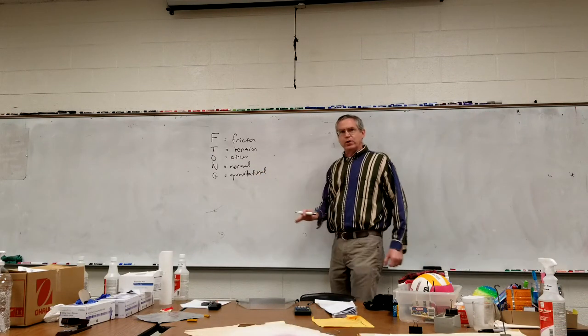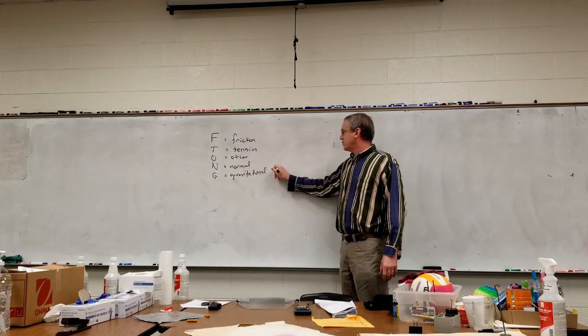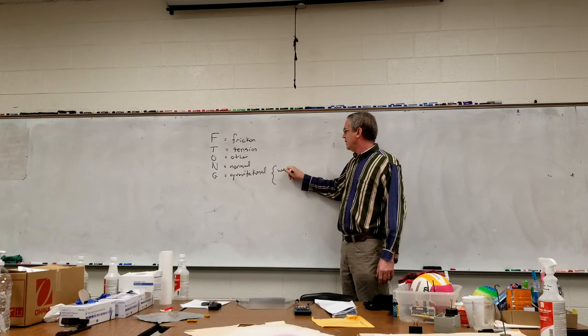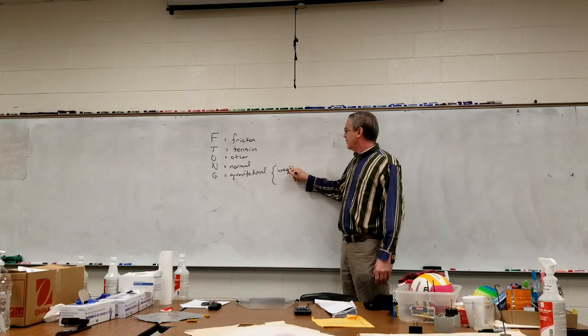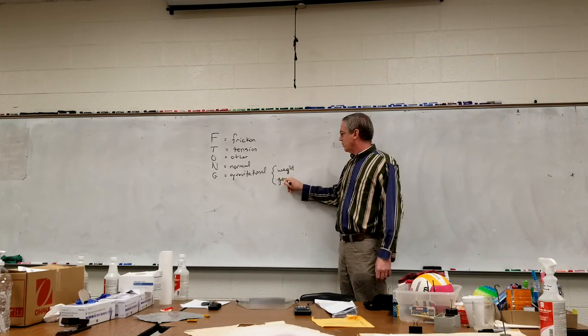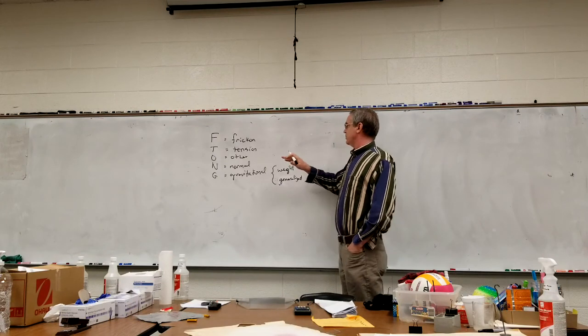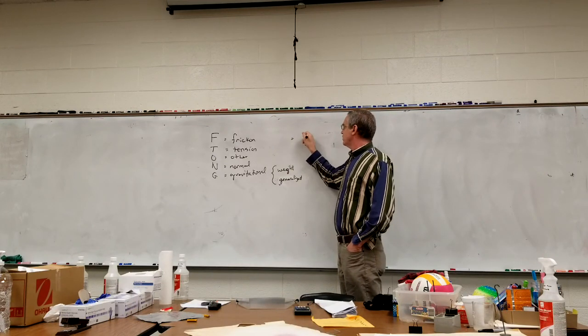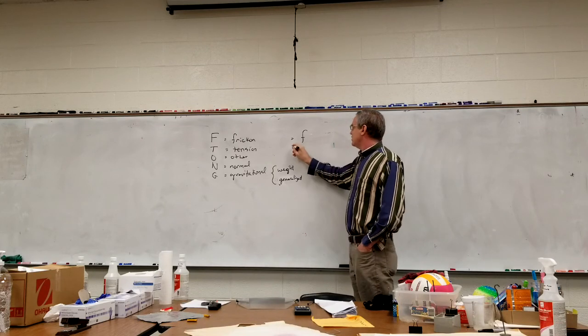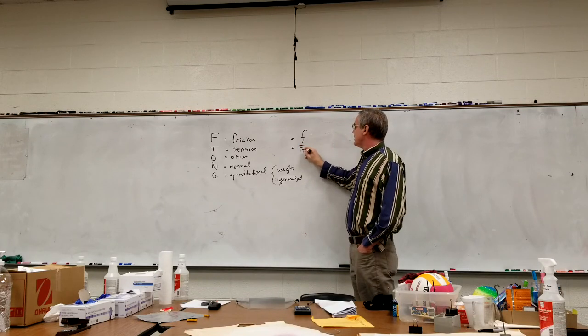Now, gravitational force, we have actually two varieties of gravitational force. There's one specifically called weight, and the other one is a more generalized gravitational force, and so I'm just going to write generalized. The symbols that I personally use for these, for friction, the symbol I use is what I call the Baroque F, sort of a curled F. For tension, I use F sub T.